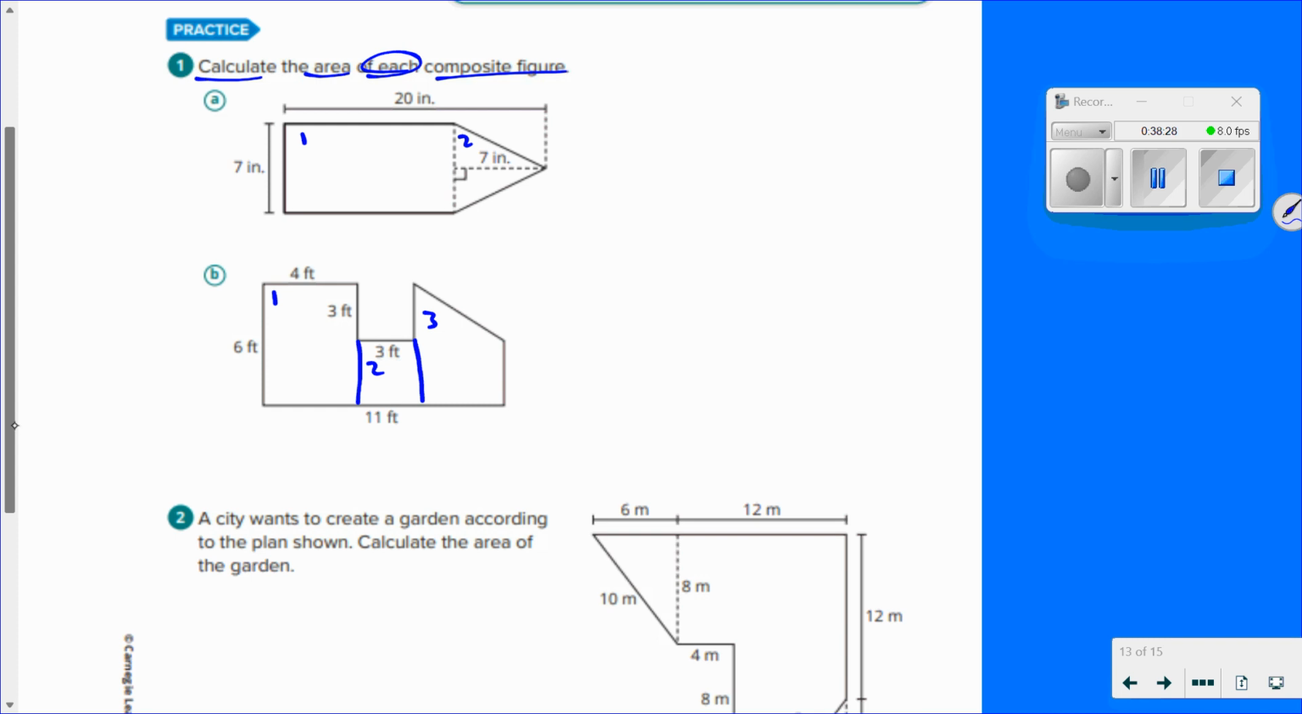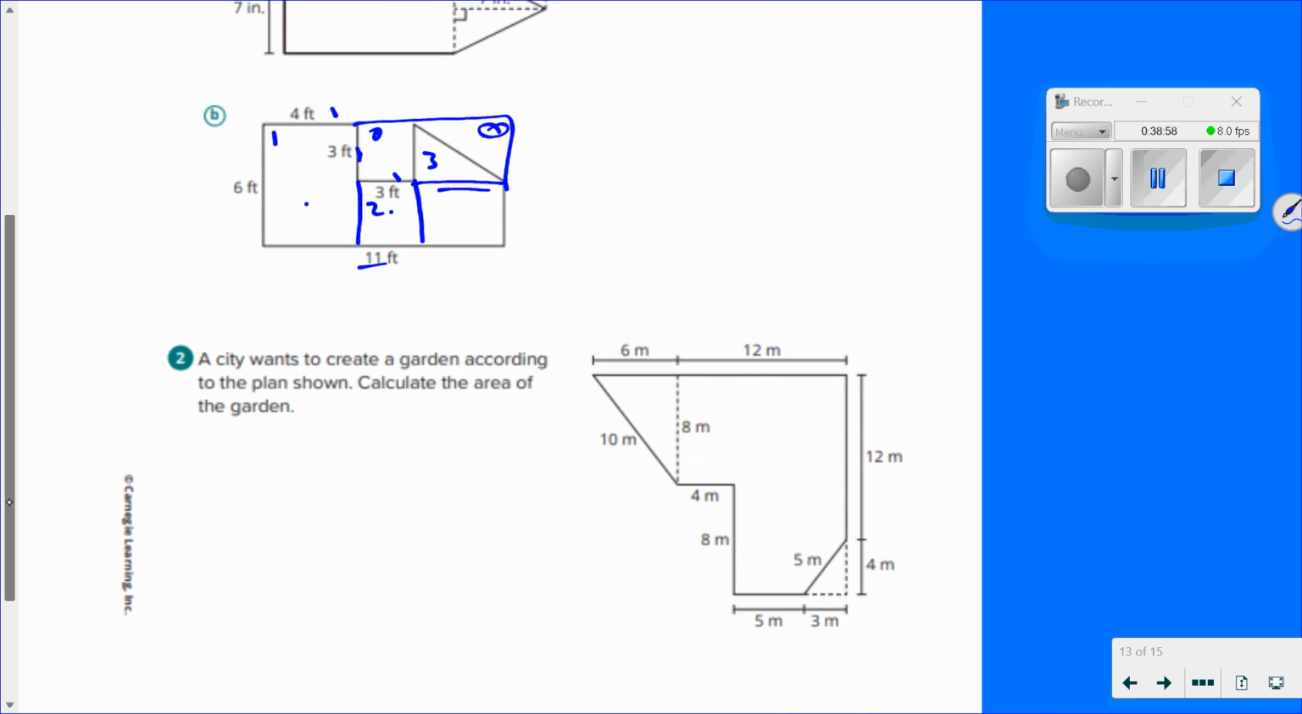This isn't a bad decomposing one, or a composing one, because I could draw that one out, and they've given me this height, because I know 4 and 3, so I know what's left of the 11, and I know this is the same as this, so that gives me my base and my height for that triangle. So I would need to add that triangle to the other shapes. Or I could actually take this one and this one out of the big one, 11 by 6. So lots of different ways you can do that one.